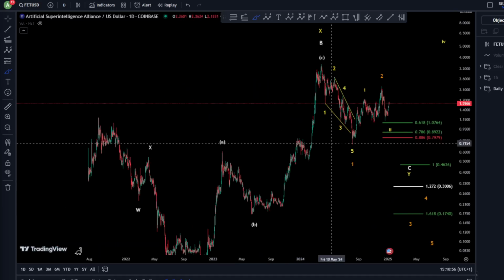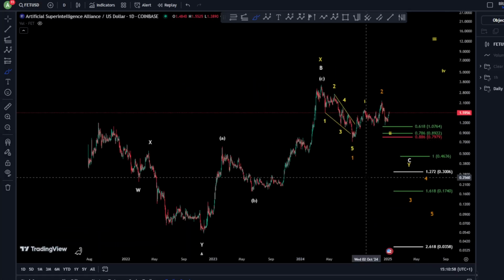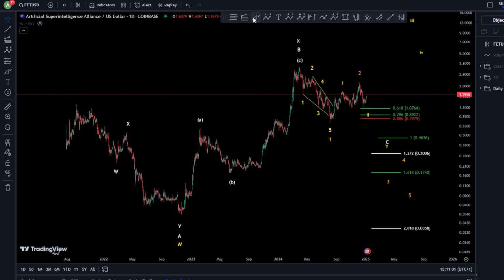Hello everyone, welcome to a new video for FET price prediction based on Elliott wave analysis. Starting on the daily chart, we are looking at bullish and bearish scenarios here, of course with higher possibility for one of them, which we are going to say at the end of this video.